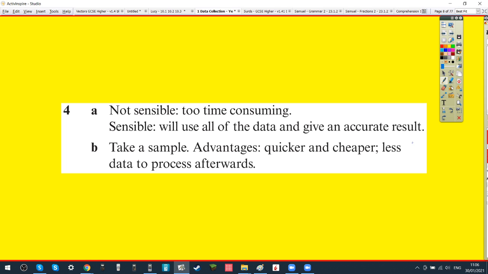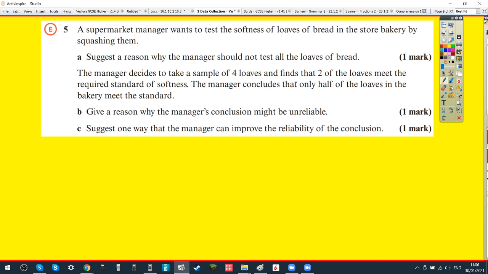Oh, there you go. Sensible. See, they gave both answers. Both answers are correct. It's not sensible because it's too time consuming. It is sensible. We'll use all of the data, and it'll give a more accurate result if you ask everyone.